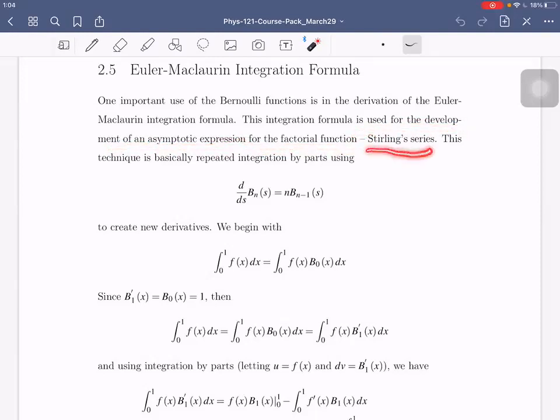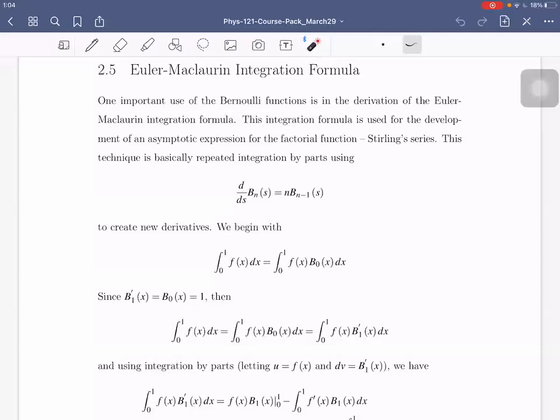So the factorial, we are familiar with that, no? So just check the Stirling series. This is the one with the factorials. So this technique is basically repeated integration by parts. So I hope you are all familiar with IBP or integration by parts.